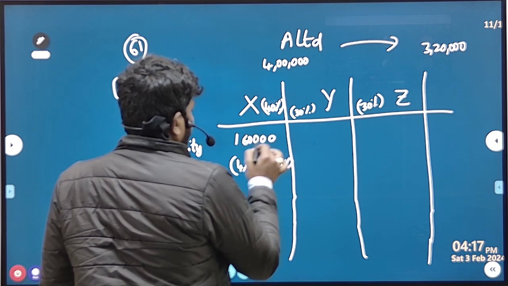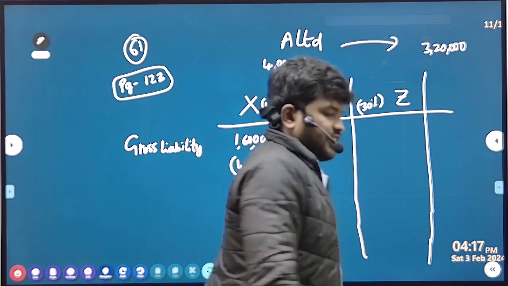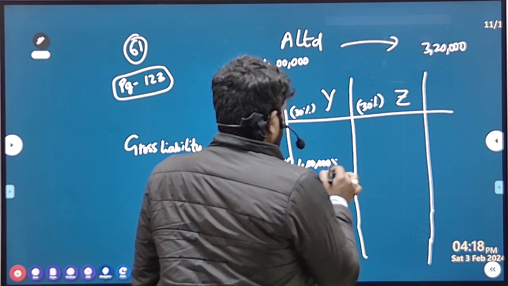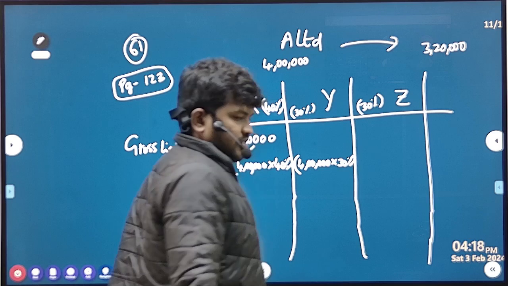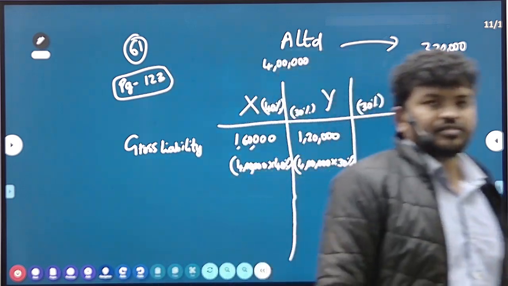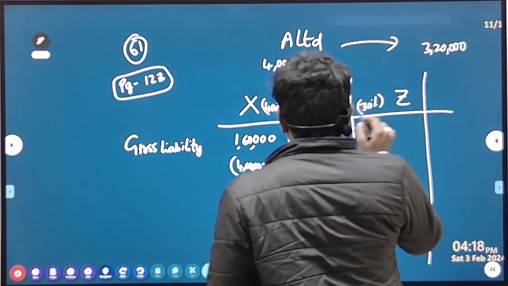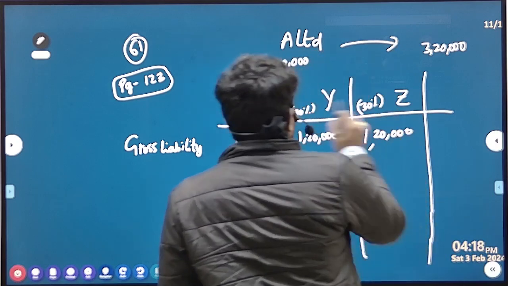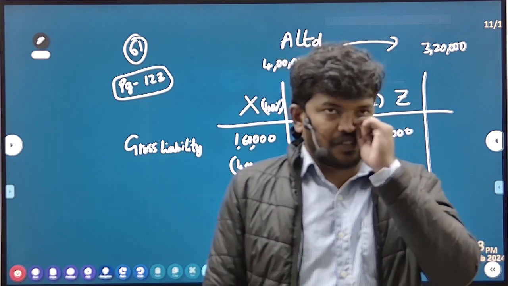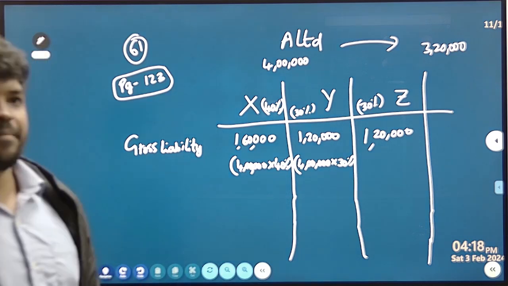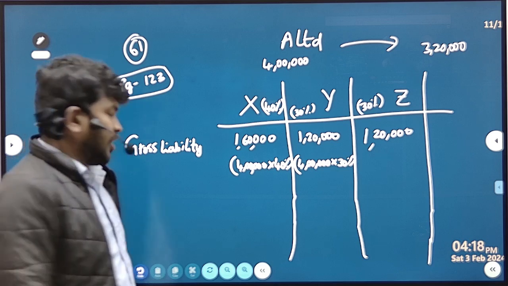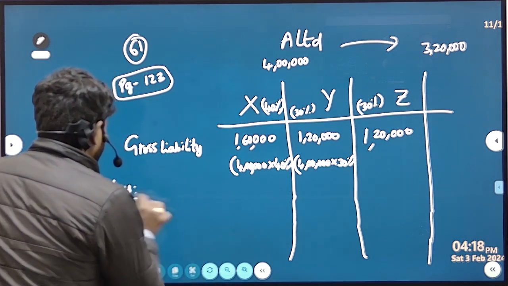Very good. Tell the liability of Y. 4 lakhs into 30%. How much? 1 lakh 20,000. Very good. Tell me the liability of Z. Similar to Y, 30%, 1 lakh 20,000. This is the gross liability. Clear till now? Any doubts? Any doubts from online students? Neha? No, sir.